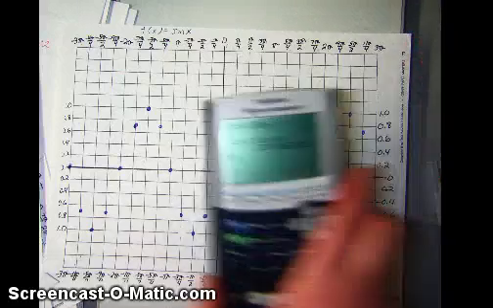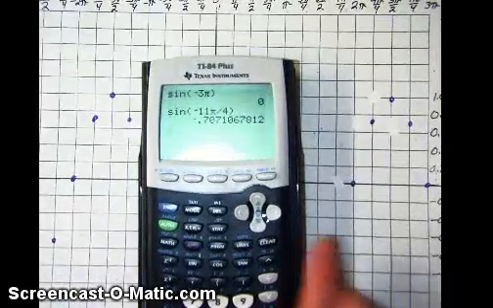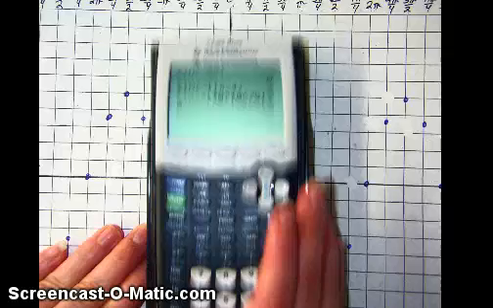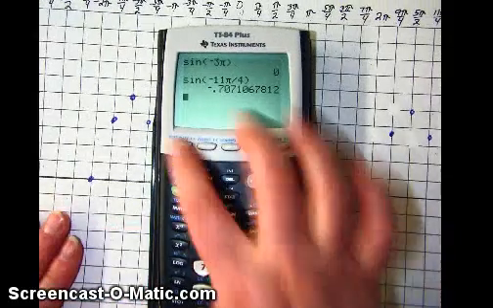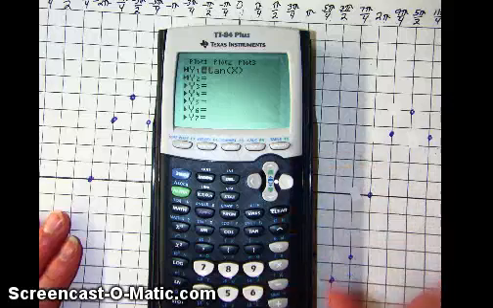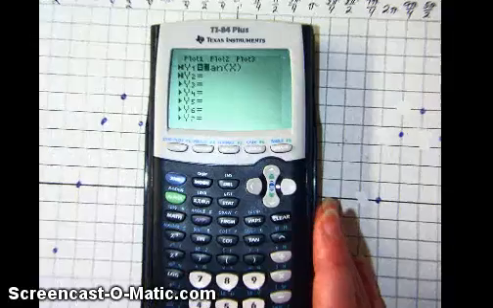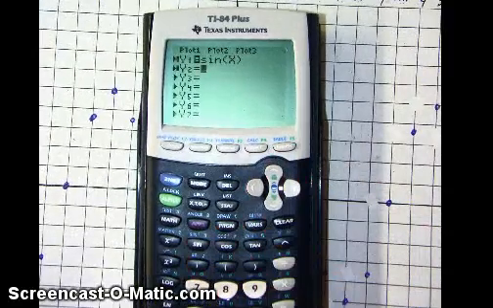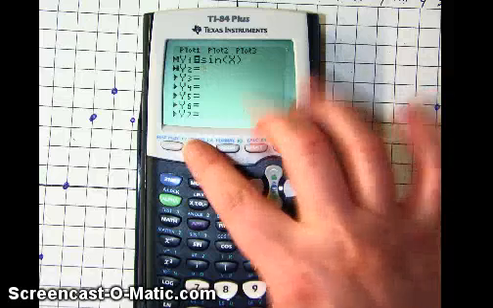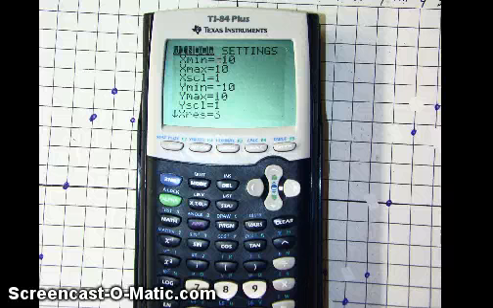I'm going to use the calculator and try and get an idea of what the graph looks like. In my y equals screen, I'm going to put sine of x. I better set my windows. I'm going to try and set my windows to make it look like the graph paper.